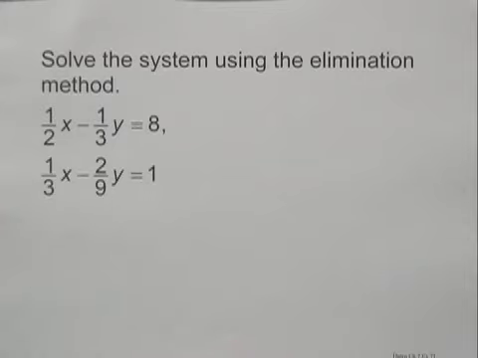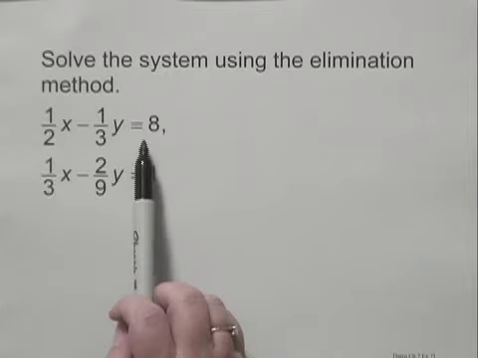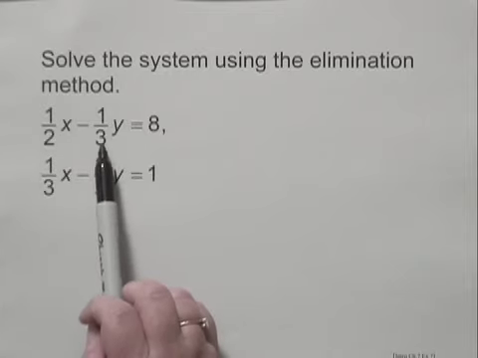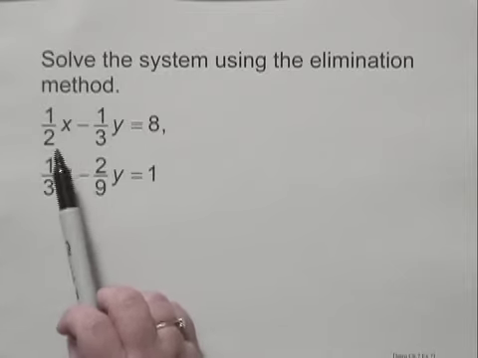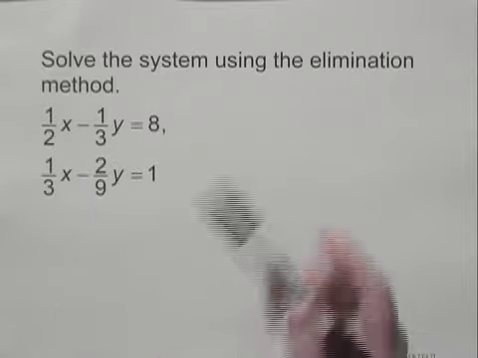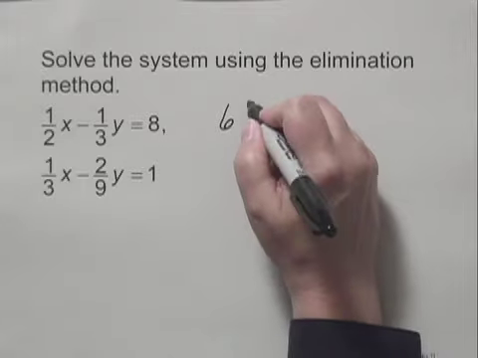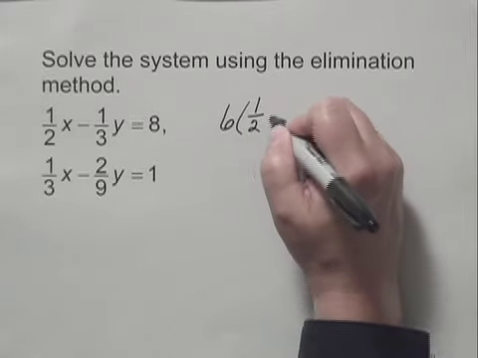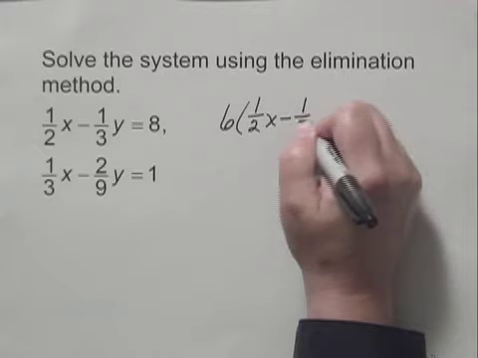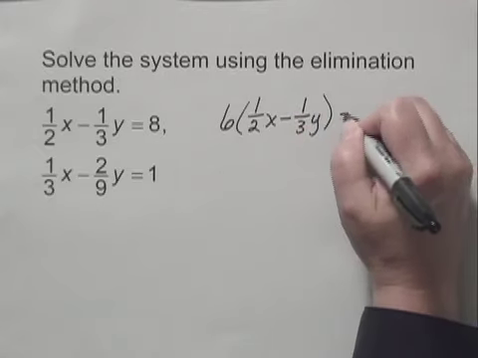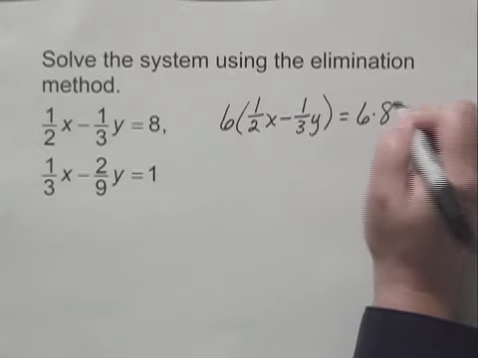clear the fractions first. Looking at the first equation, the denominators are 2 and 3. The least common multiple of 2 and 3 is 6. So I'm going to multiply the first equation on both sides by 6. That's 6 times (1/2 x minus 1/3 y) equals 6 times 8.